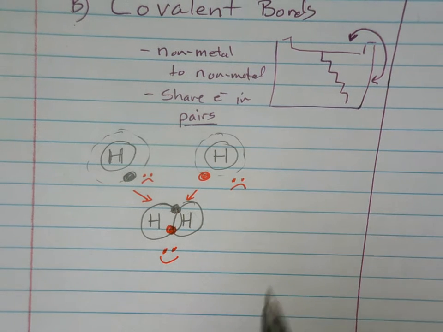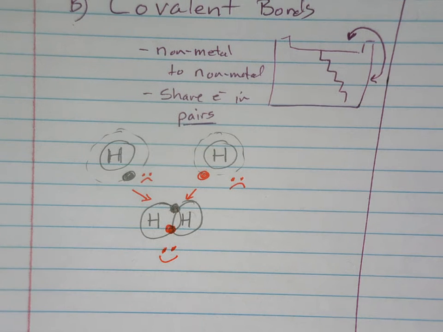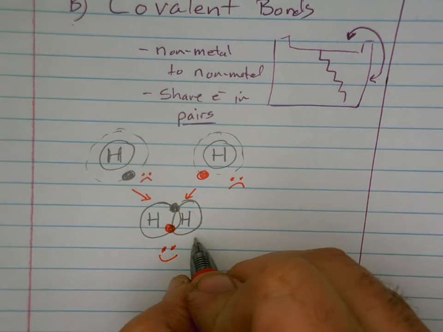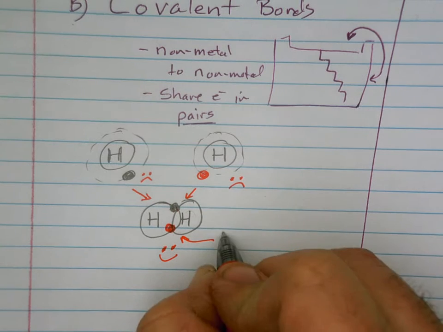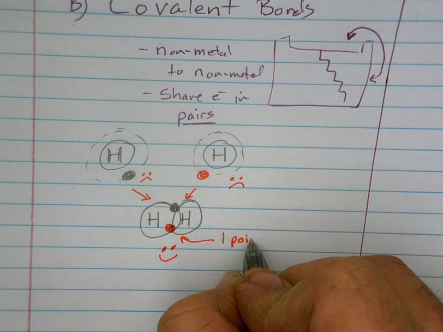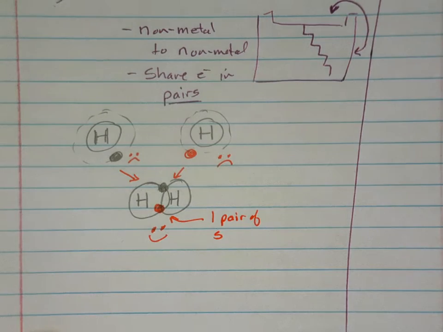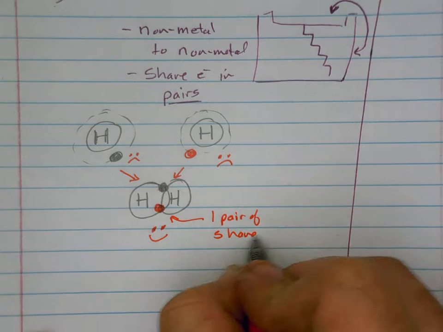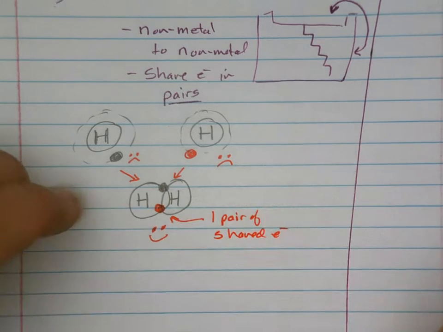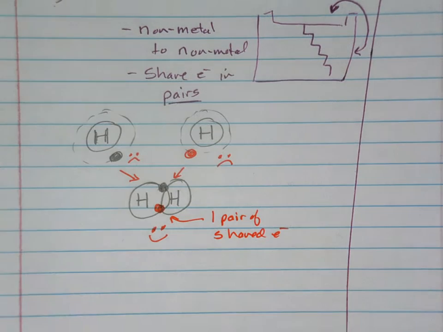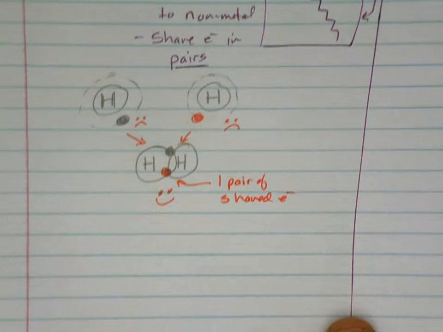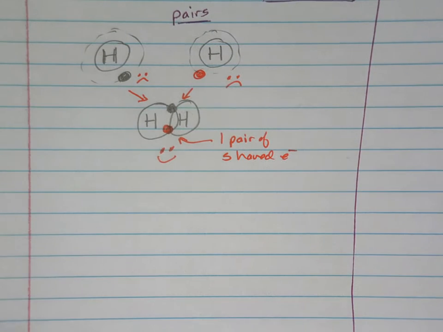So what we've got here is one pair of electrons being shared. One pair of shared electrons. Can you see that? Because we said they share in pairs. Now we're going to do an example where they're sharing more than just one pair.